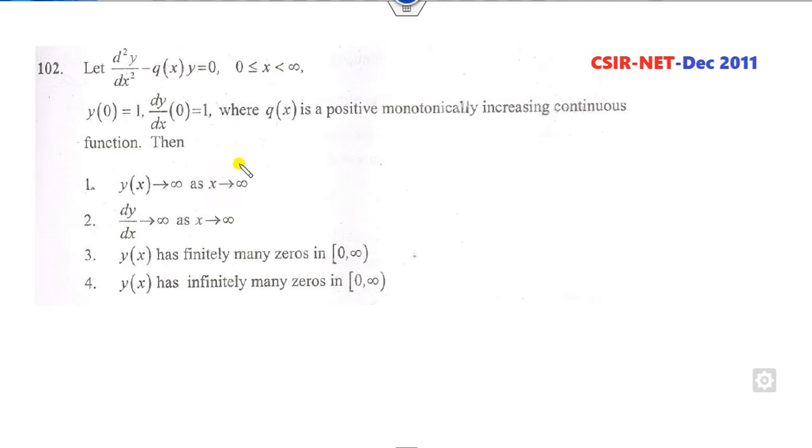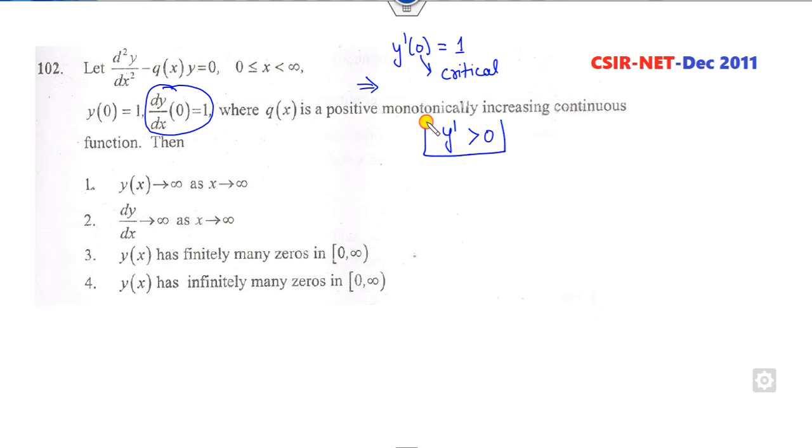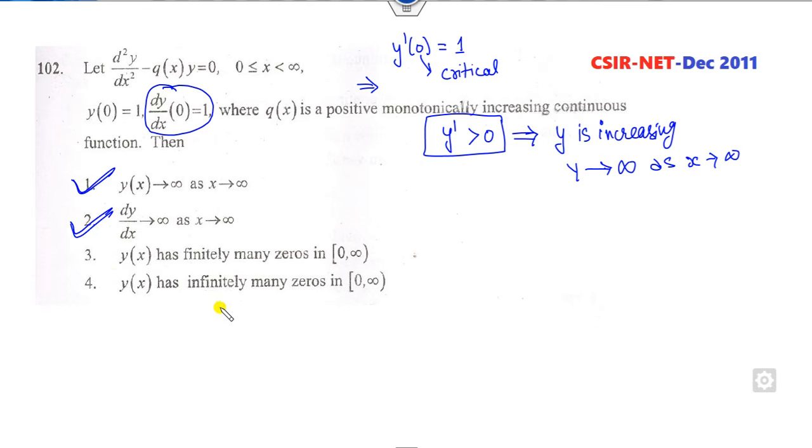Okay, now look at this here. Fine. Which of the following? Y is increasing, decreasing. So what is the meaning of this line? What is the meaning of that? Y dash at the point 0 is 1. What is the meaning of that? 0 is my critical point and y dash is greater than 0. What is the meaning of y dash greater than 0? Y is increasing. So once y is increasing, what is the meaning of that? Y goes to infinity as x goes to infinity. So the first part is satisfied. Similarly, this part is satisfied.